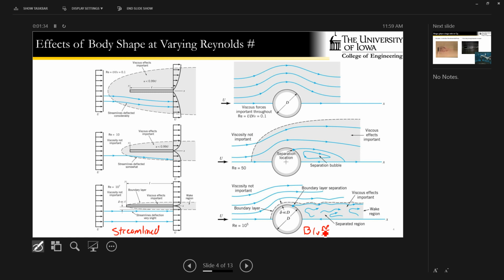And in both cases, the effect of Reynolds number is that as the Reynolds number increases, the viscous effects in the flow get smaller. So these gray shaded regions where we say the viscosity is important, and we say that by setting some criterion that the velocity of the flow is less than 99% of the free stream flow, that shrinks closer and closer to the body as the Reynolds number increases from the top to the bottom.